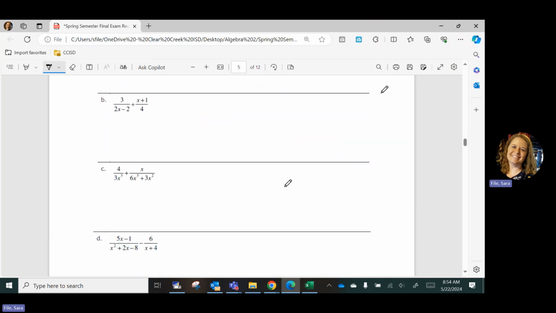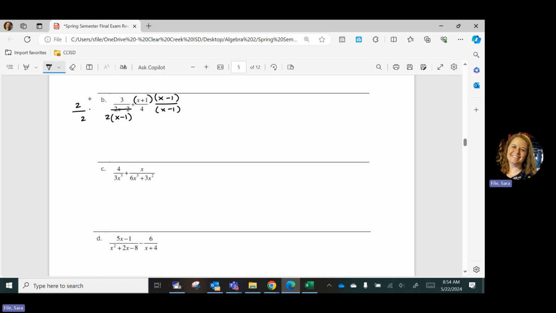All right, now if I want a common denominator in B, the first thing I'm going to do is factor out this 2. That's going to leave me with x minus 1. So I've got 2 times x minus 1 and a 4. Well, I can turn this 2 into a 4 by multiplying by 2, but then this side still needs the x minus 1. So this side's going to get multiplied by x minus 1. And again, what you do to the denominator, you have to do to the numerator.